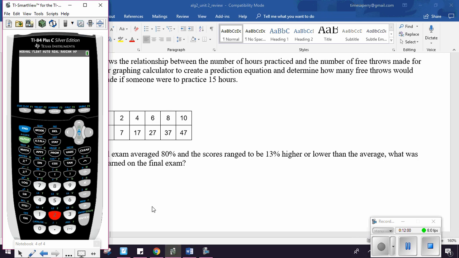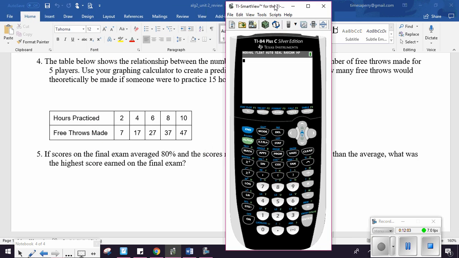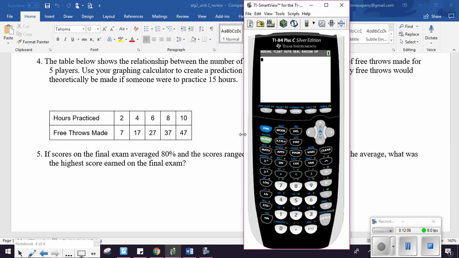So let's bring up my calculator. First things first, you want to clear out any data that might exist. So we go to stat, 4. I want to hit second 1 to clear out list 1, comma, second 2 to clear out list 2. Hit enter, and when it says done, you're good.